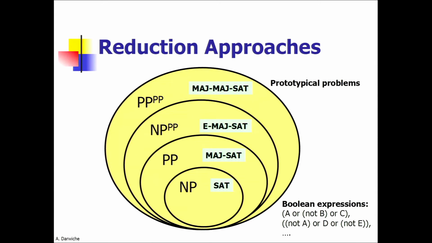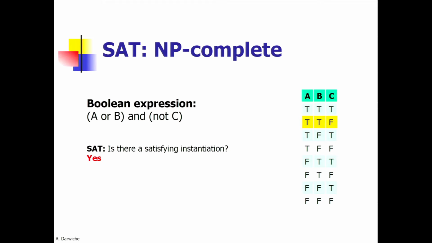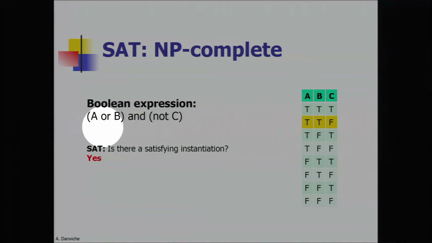All right, folks. Okay, here's SAT. Now I'm not telling you much. Here's the Boolean formula, A or B and not C. Here are all of the variable instantiations. And what does SAT say? Is there a satisfying instantiation? That is, is there a world that makes this guy true? The answer is yes, and here's the guy.